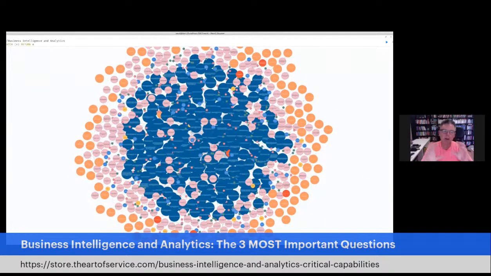Every big blue ball, every critical capability, has a question to it, and that question is in the orange ball, and I'll show you some of those later on as well. You can zoom in here and get an idea. Then on the outer ring, you'll see pink.